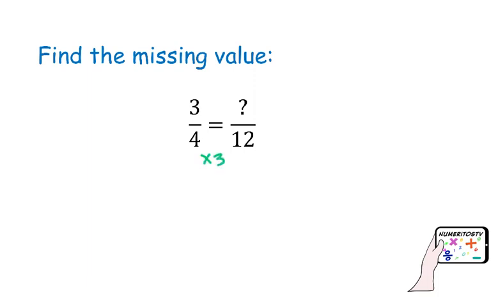So to make an equivalent fraction, we need to do the same thing to the top, to the numerator. So if I multiply times 3 on the bottom, I need to do the same thing on the top. So 3 times 3, that will be equal to 9. So my missing value is 9. That means that 3/4 is equivalent to 9/12.